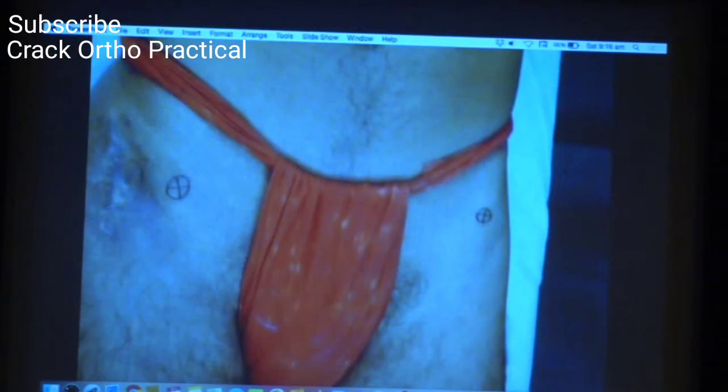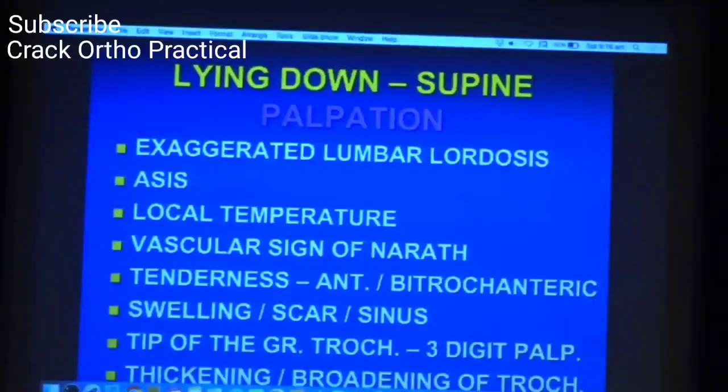Palpation. As far as palpation is concerned, it is the same sequence to be followed, proximal to distal, and we just keep on confirming our findings of inspection. Is there an exaggerated lumbar lordosis? What is the level of the anterior superior iliac spine? Here there is now a change: as you approach the local area of the hip, the first thing to be commented upon, as you have already been taught, is the local temperature. Always compare with the normal side. With the back of the hand, you feel for the temperature whether it is elevated or not.